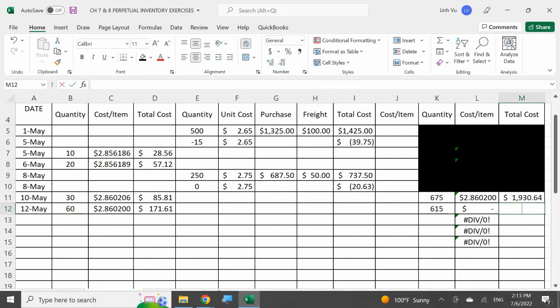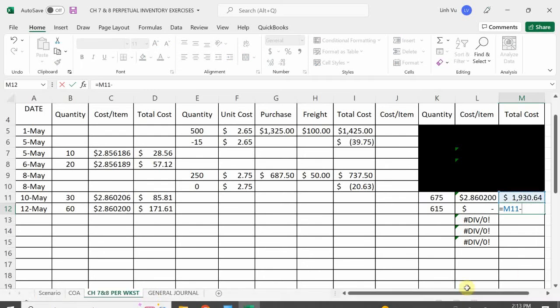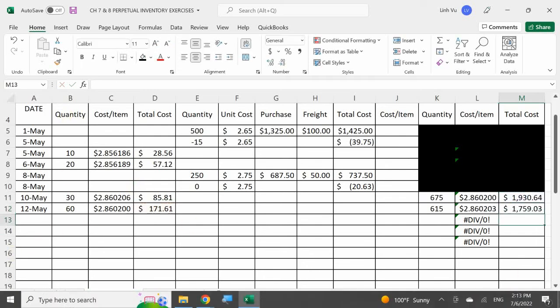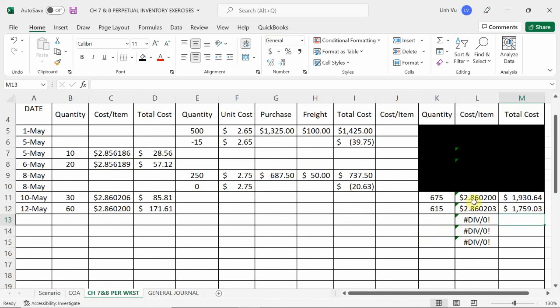Total cost, right? I sold a total of $171.61. So that should definitely drop my total cost to 175,903. Okay. So in this case, when I calculated it, my average cost per item actually increased back to that 300,000th of a penny. Okay. So I only have 615 units left available to sell.